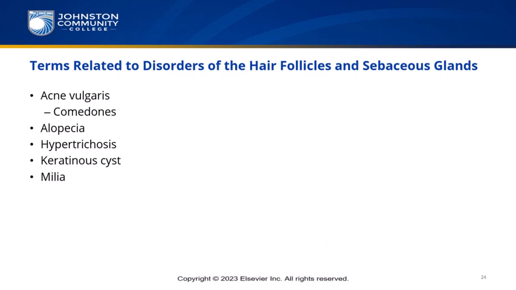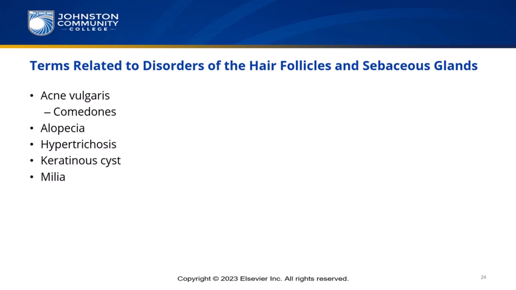Then we have alopecia. Alopecia is the term for hair loss or baldness. Hair loss occurs for a number of reasons, including aging, disease, or genetic factors. Alopecia comes from the Greek term alopekia, meaning fox mange. Mange is an animal disease in which the hair comes out in clumps.